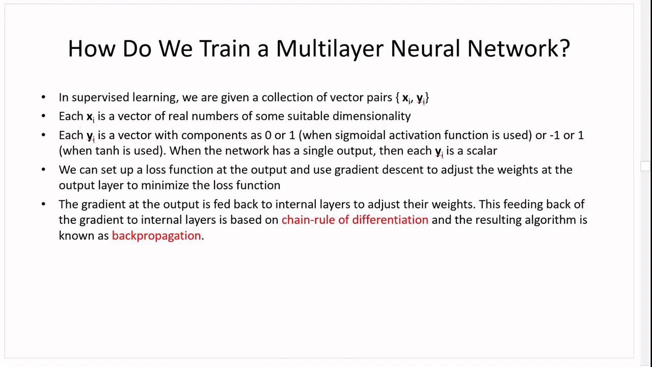To train the network, we set up a loss function at the output and use gradient descent to adjust the weights at the output layer to minimize the loss function. And then the gradient at the output is fed back to internal layers to adjust their weights. And this feeding back is based on the chain rule of differentiation. The resulting algorithm is known as the backpropagation algorithm, because we are propagating back towards the input side the error from the output.